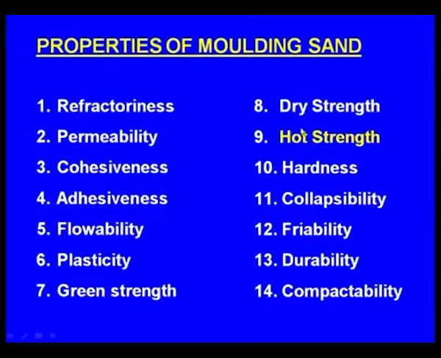Next one, let us see the hot strength. What is the hot strength? We have seen the green strength. Green strength means the strength of the mould in the presence of the moisture, or the ability of the mould to retain the shape in the presence of the moisture. Next to that, we have seen dry strength. What is that? The ability of the mould to retain the shape and to accommodate the molten metal in the absence of the moisture. Immediately after pouring of the molten metal, within a few minutes the moisture will be dried out.